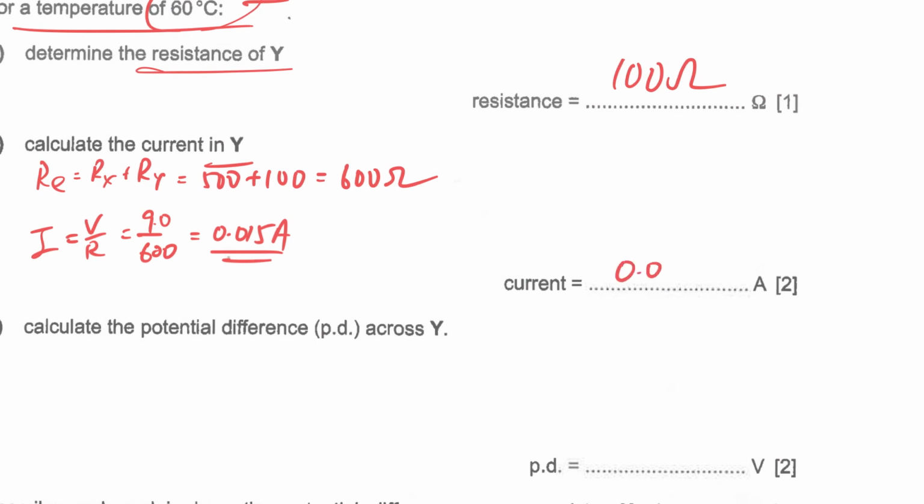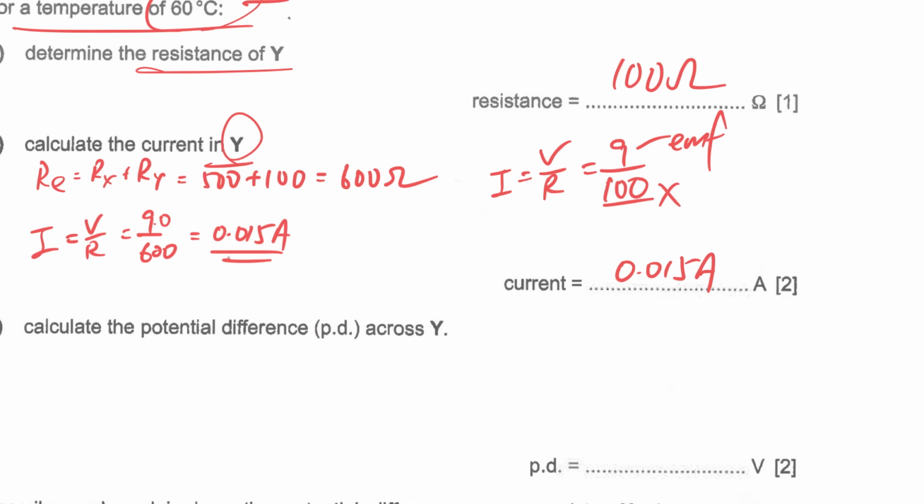All right, 0.015 ampere. Now, one common mistake by students is purely taking the EMF because that's the only V they have, and dividing by the resistance of Y, since the question says what's the current through Y, so they put 100. This is wrong. Remember, if you use the EMF to find the main current, this current is affected not just by Y itself, but by the total effective resistance, which is 600 ohms. So take note of this. This is a common mistake by students.